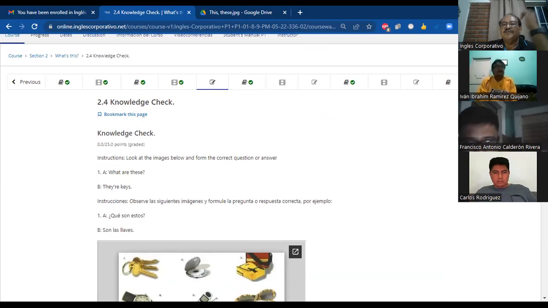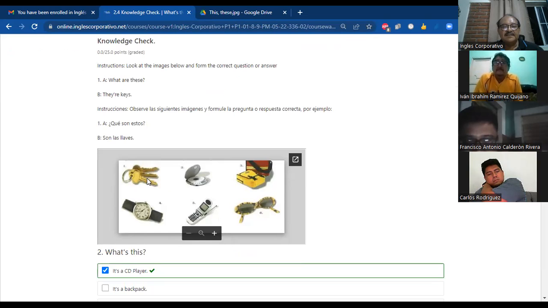Okay, se ven acá, solo hemos practicado las singular y plural de lo que está cerca que tenemos, okay, que es esto y que son estos, right? En la imagen que vemos acá tenemos what are these? They are keys, plural. What is this? It's a CD player, singular. What are these? They are backpacks, plural. What is this? It's a watch, it's singular. What is this? It's a cell phone, singular. What are these? They are sunglasses, plural. Okay.